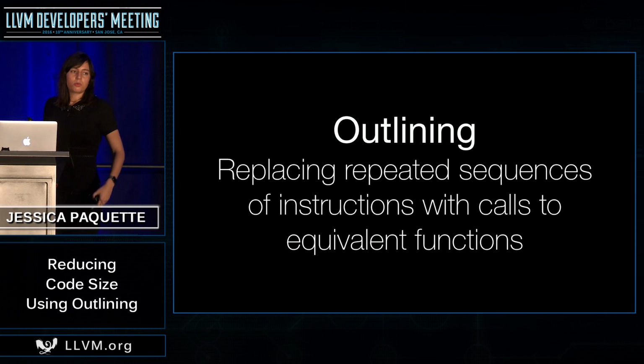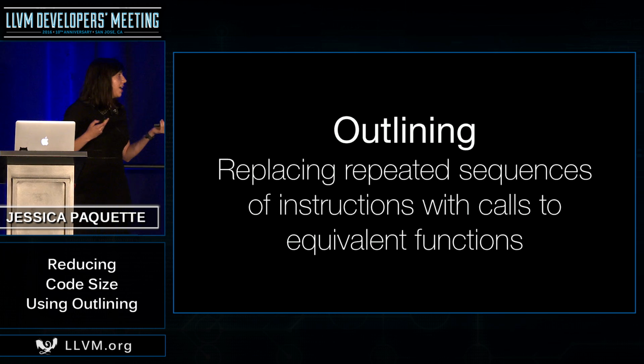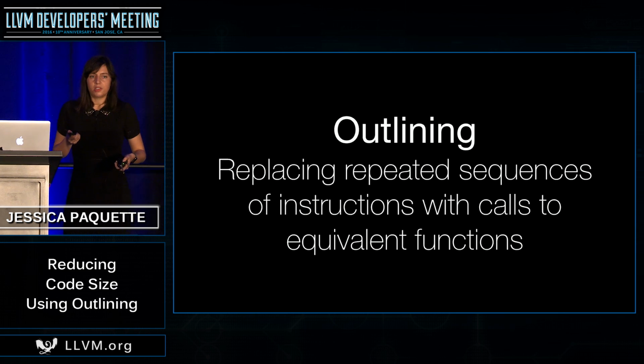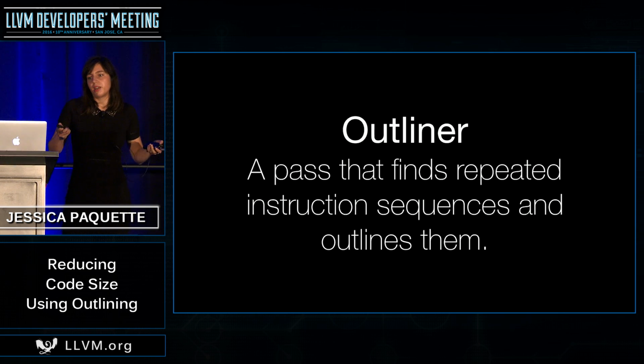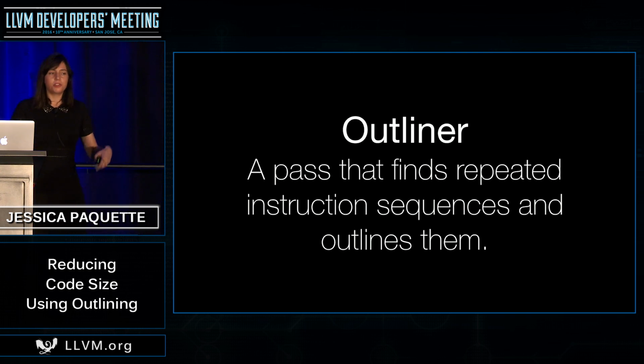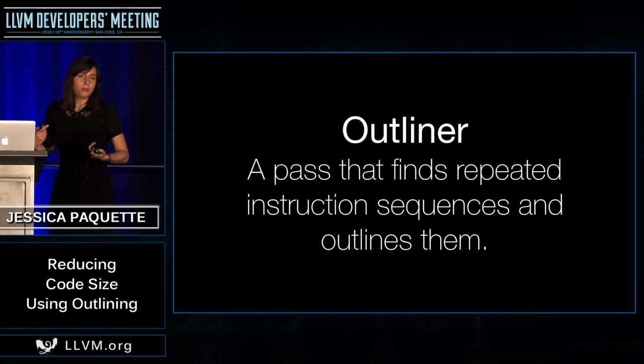This process is what we would call function outlining, or just outlining for short. It's a code size reduction technique which works by finding repeated sequences of instructions and pulling them out into function calls. So let's say that you want to automate this process. You might want to build something that we might call a function outliner, or just outliner for short. This would be something that sits inside the compiler and finds these sequences for you and then automatically outlines them.